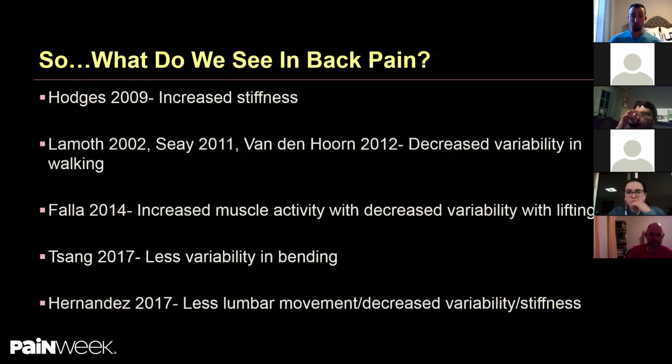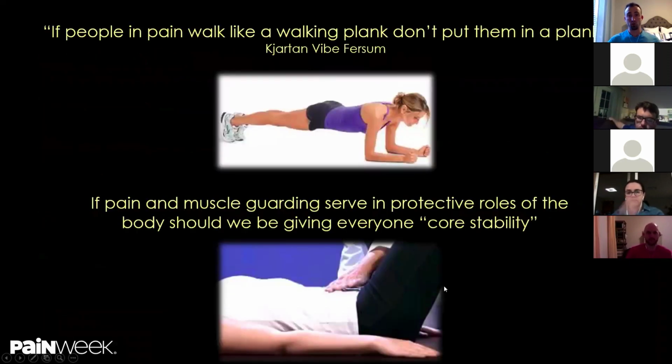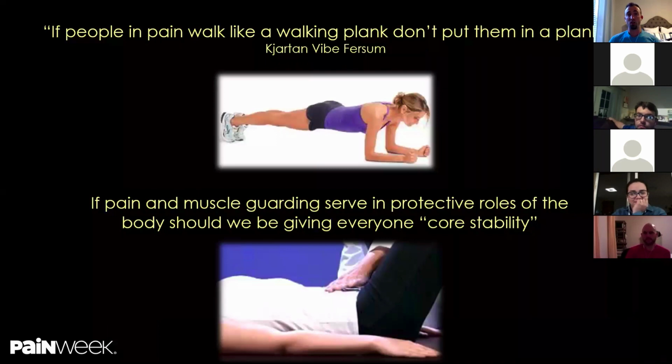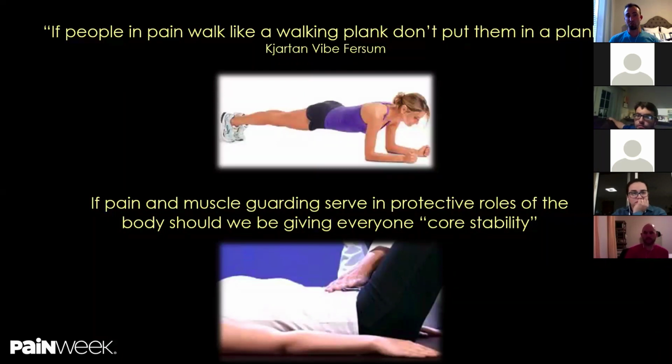We go to Sang, if that's how you pronounce that appropriately, 2017. And now we see less variability with bending. So we've seen less variability with walking, less variability with lifting, and less variability with bending. Now, Hernandez 2017, less lumbar movement and decreased variability and increased stiffness yet again. So to quote, I don't know how to say his first name, Carton Vibe Fursum. Somebody's going to kill me for that. I apologize. If people in pain walk like a walking plank, don't put them into a plank.